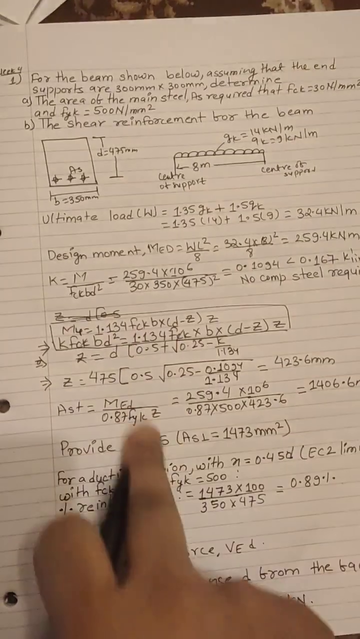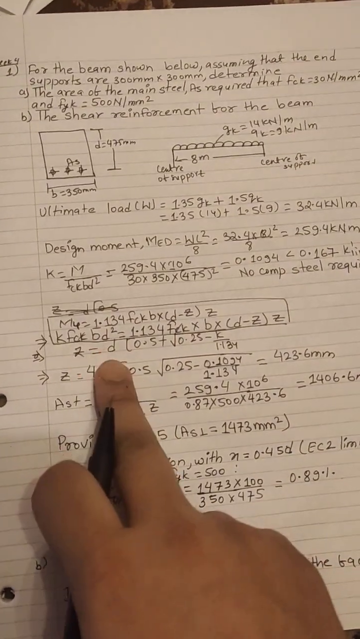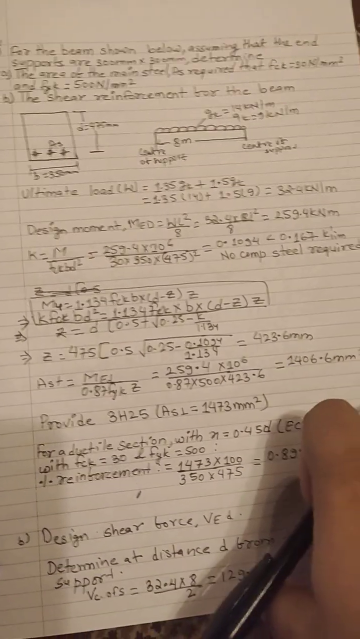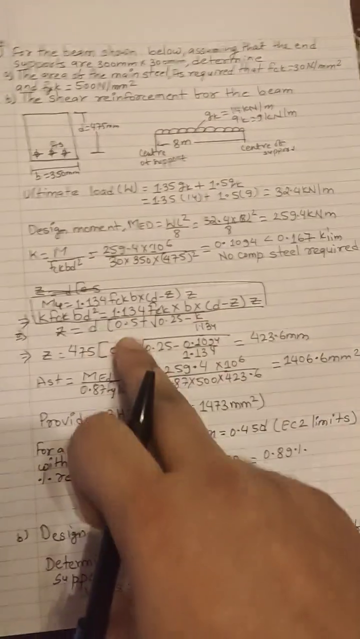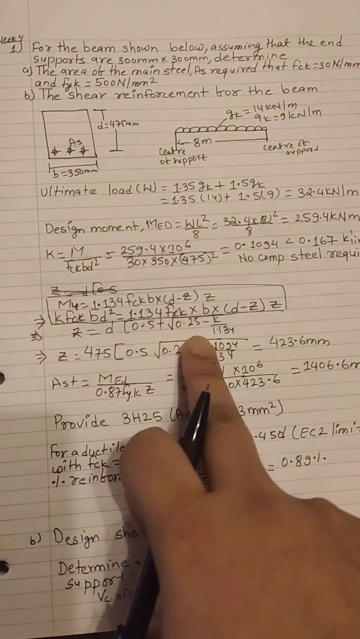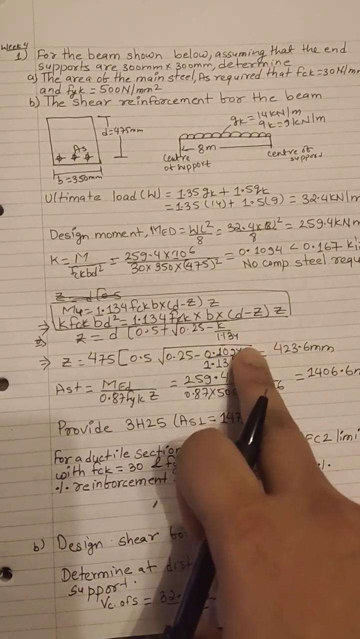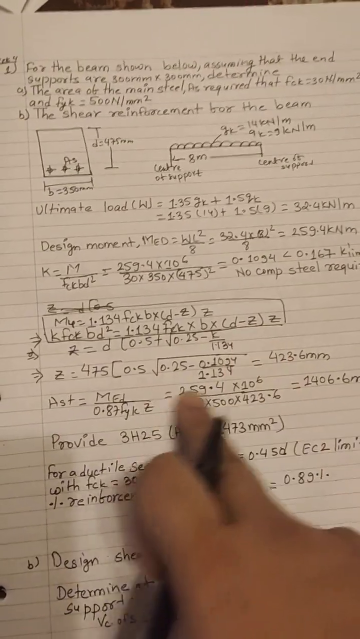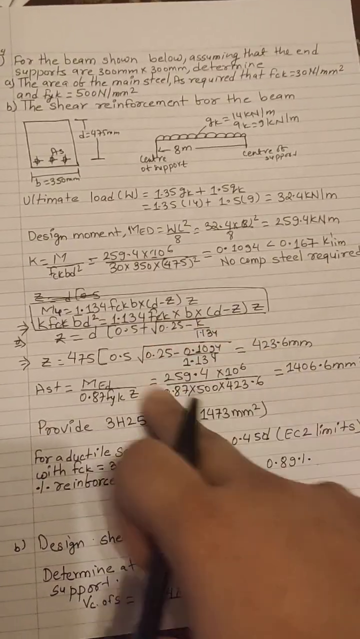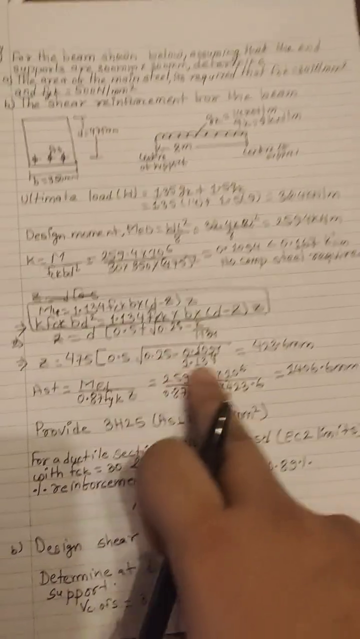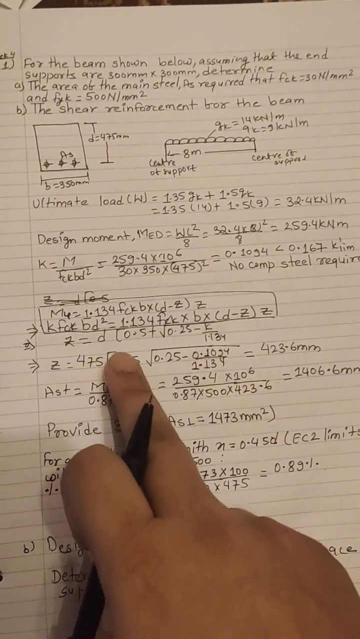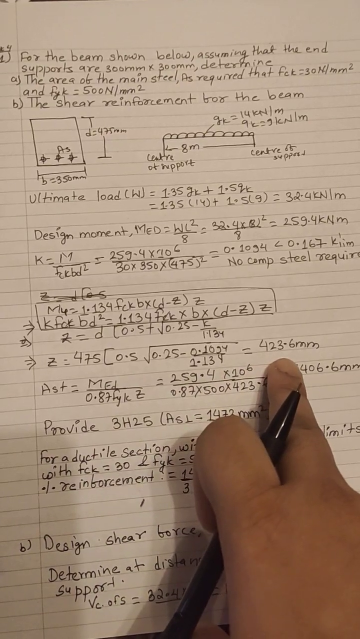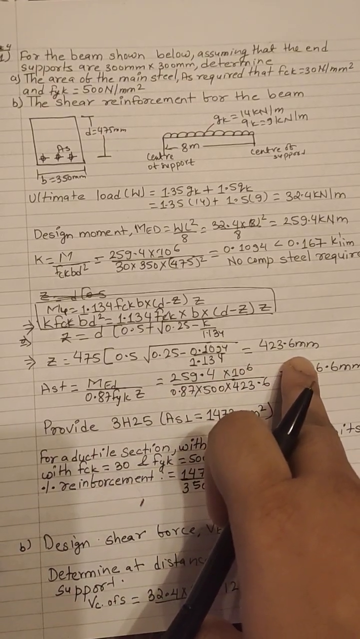After that we calculate z. For z we have the formula d minus 0.5 root under 0.25 minus K by 1.134. We can calculate by the lever arm diagram also, but we can calculate by the formula, and we get z something like 423.6 mm.